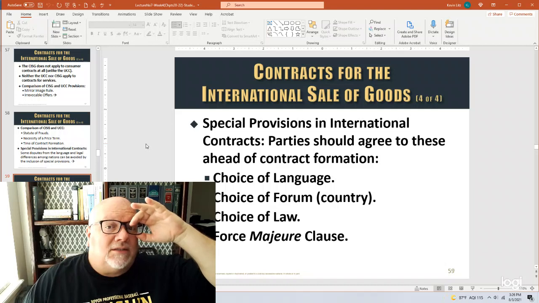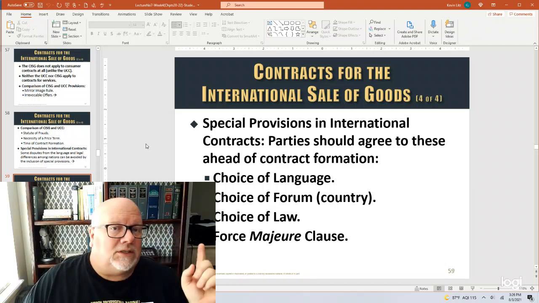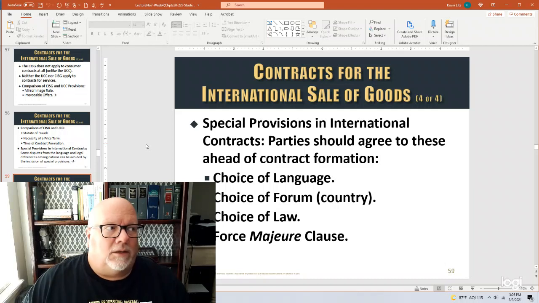As a U.S. supplier, I would hope to say U.S. law applies to this transaction. So U.S. law means U.S. substantive law. What does our law say about warranties? What does our law say about guarantees? What does our law say about offer and acceptance? That's the choice of law.